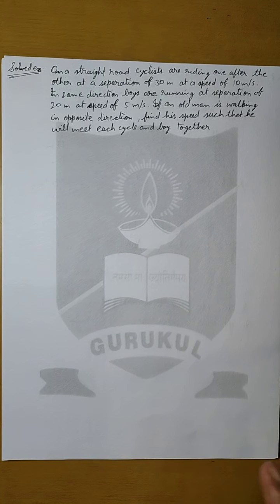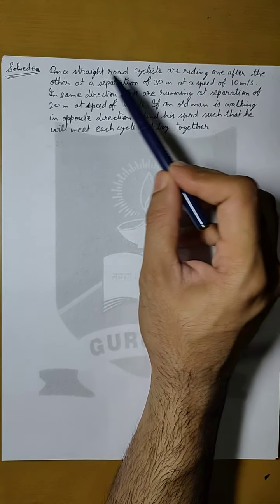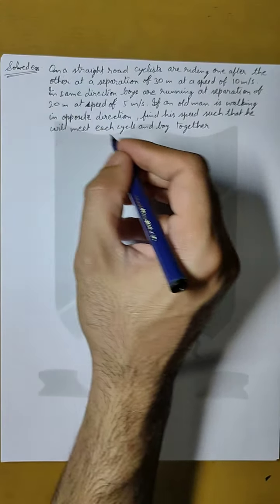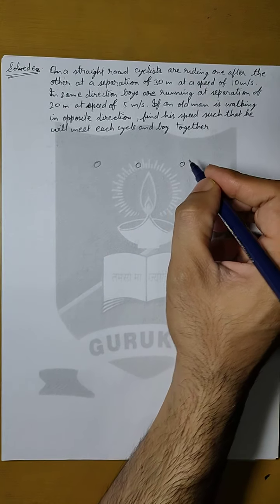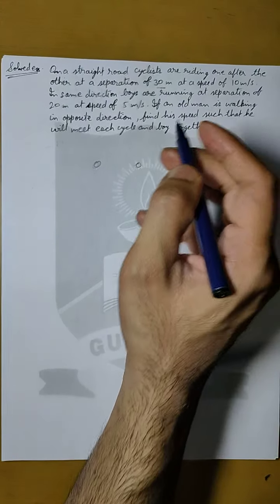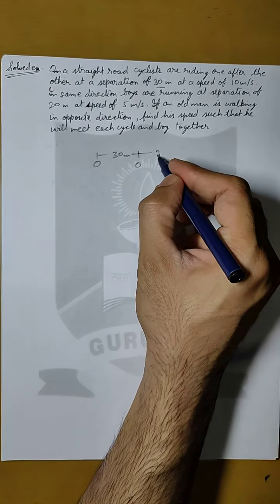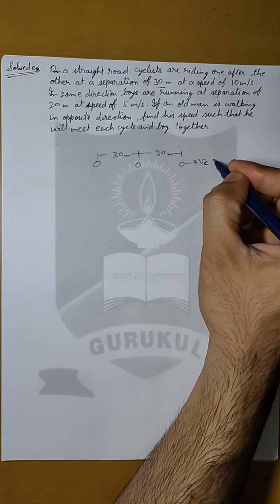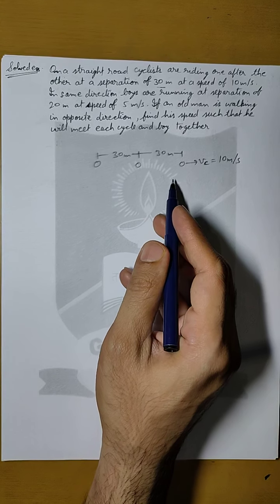Let us do this example first. On a straight road, cyclists are riding one after the other at a separation of 30 meter at a speed of 10 meter per second. So there are cyclists, and they are riding one after the other at a separation of 30 meter. So they have a separation of 30 meter between them, and they are going in this direction with a velocity of 10 meter per second, one after the other.